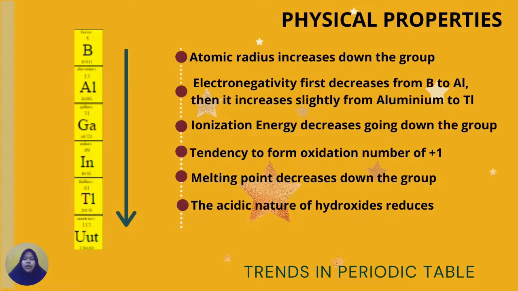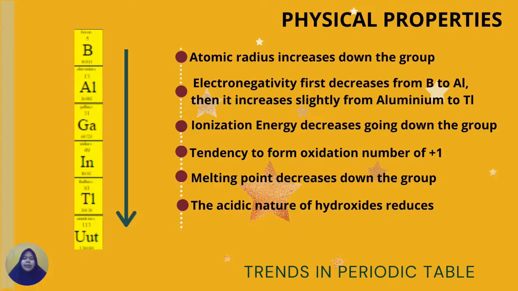Next, the tendency to form positive oxidation numbers. The general oxidation states exhibited by the Group 13 elements are +3 and +1. As it goes down the group, the tendency to form a +1 ion increases due to the inert pair effect. Not just that, melting point will also decrease as it goes down the group.